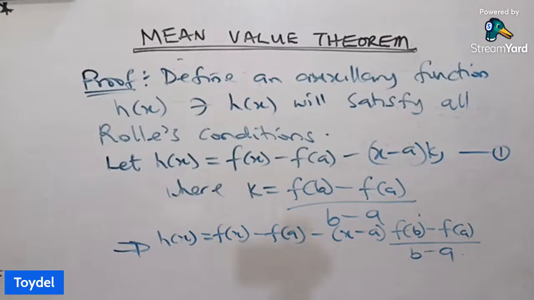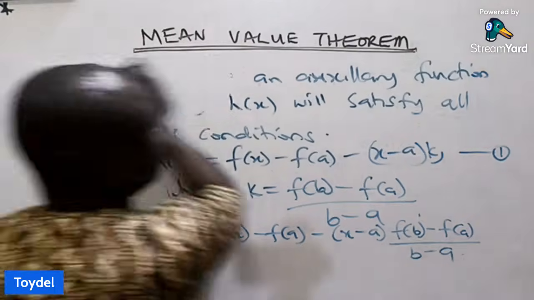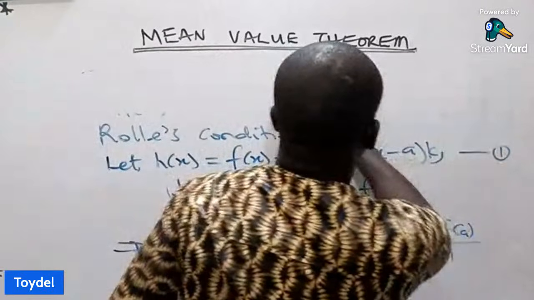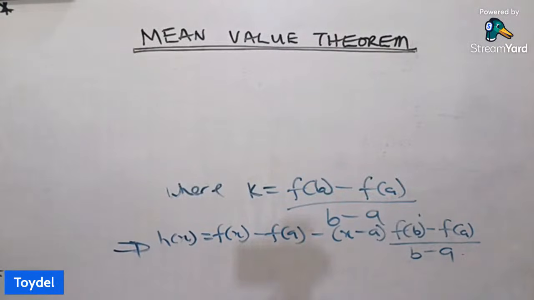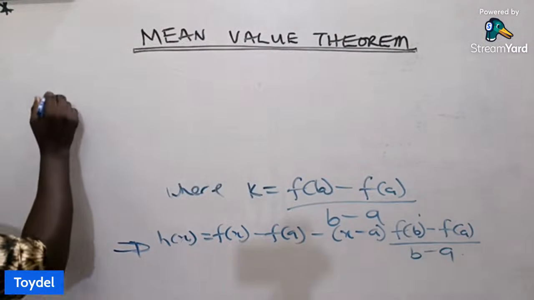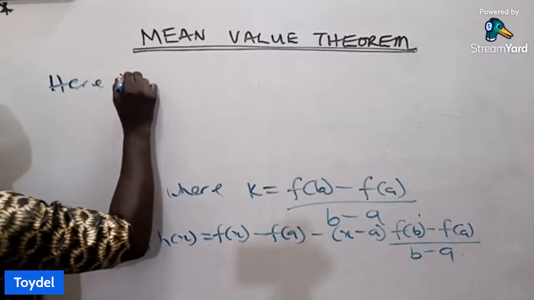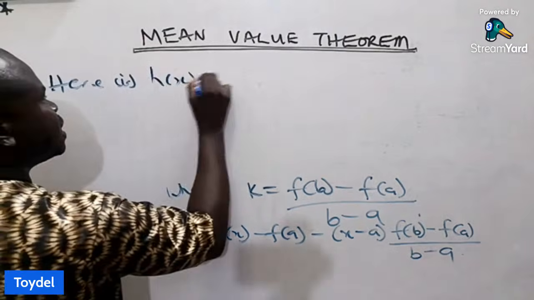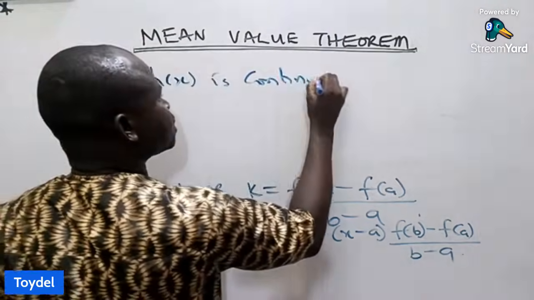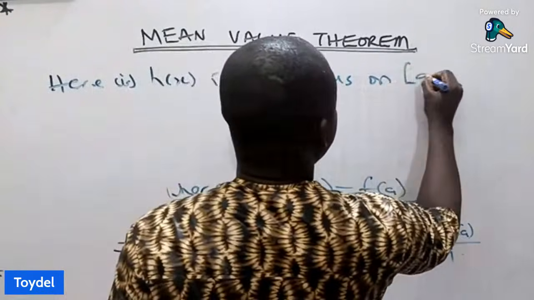So from there, if you want to prove the mean value theorem, we must follow it step by step, as we have it on the board. Then we now say here, Roman figure 1. What can we deduce from h of x? Here, we note that h of x is continuous on the closed interval [a, b].